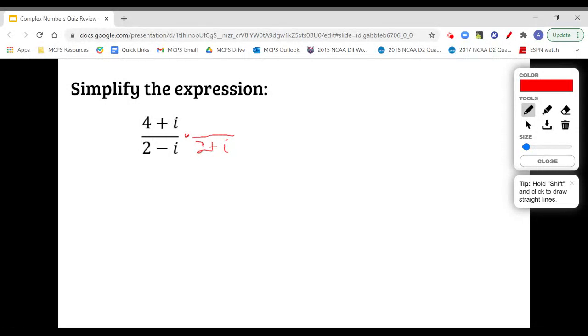So when I multiply 2 minus I times 2 plus I, I will get a real number in my denominator, and that's what I'm looking for. But I can't multiply the denominator by 2 plus I unless I also multiply the numerator by 2 plus I. And the reason is because if I multiply both the numerator and denominator by this, it stays equivalent, right? Because 2 plus I over 2 plus I, well, anything divided by itself is 1, okay? So I just have to multiply the numerator and denominator by the same thing as each other, okay?